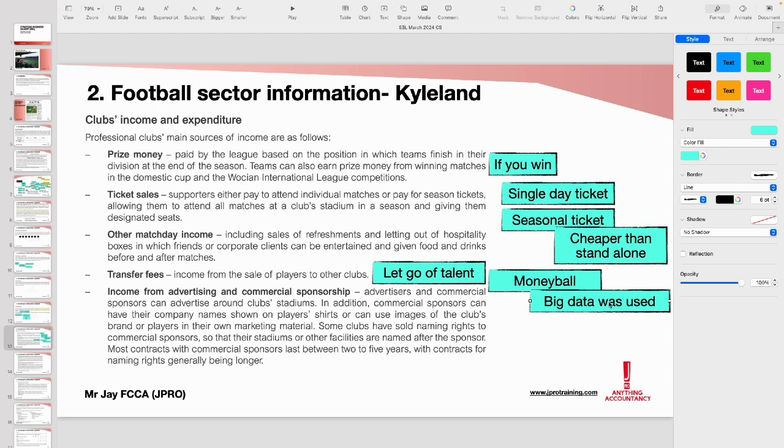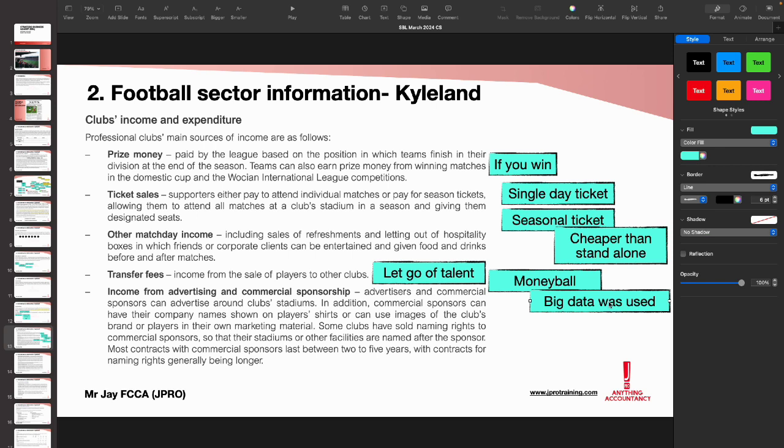Income from advertising and commercial sponsorship. Commercial sponsors can advertise around the club stadium. In addition, a commercial sponsor can have their company name shown on the player's shirt and can use the image of the club's brand or players in their own marketing material. So this is getting them to promote the materials. Some clubs have sold naming rights to commercial sponsors so that their stadiums or other facilities are named after the sponsor. So they can even sell the stadium naming rights.